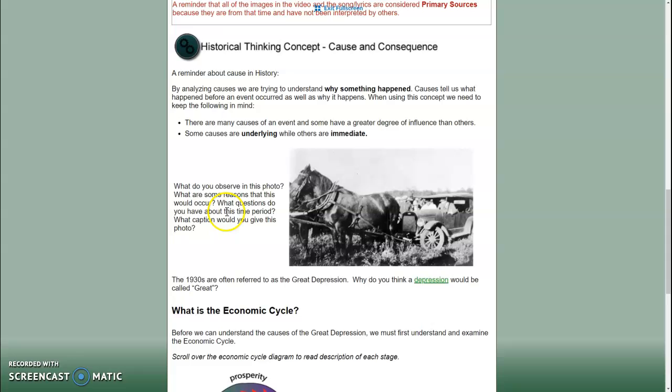And it asks you some questions. What do you observe in this photo? What are some reasons that this would occur? What questions do you have about this time period? And what caption would you give this photo?